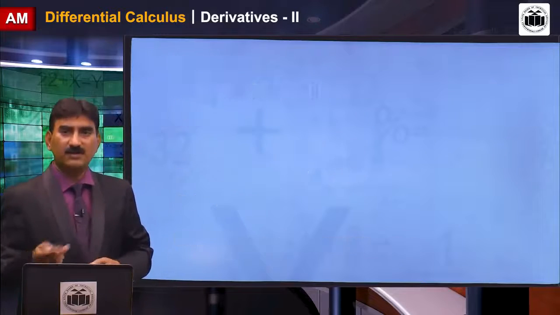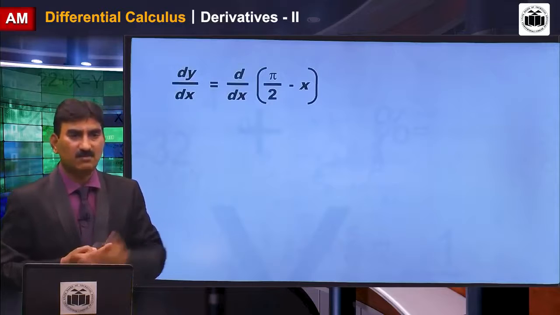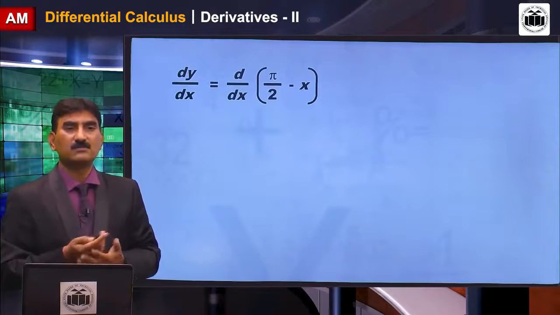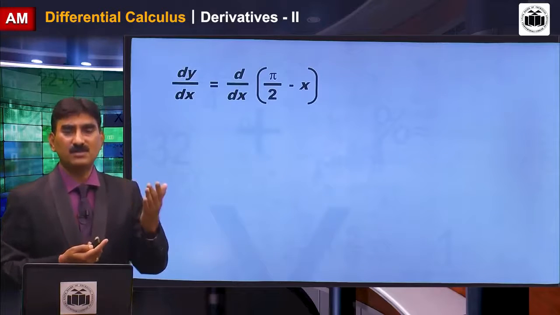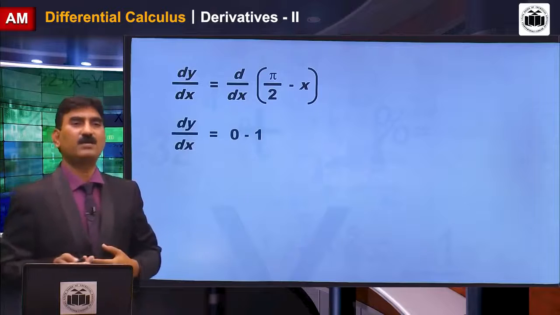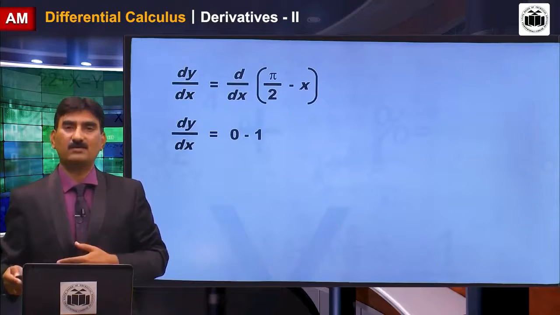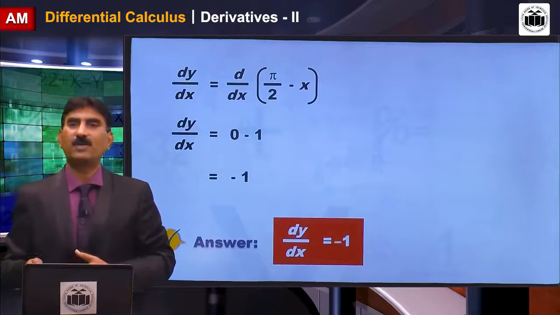So now differentiate d by dx of pi by 2 minus x. Now what is the derivative of pi by 2? Yes, it is 0 because pi by 2 is a constant. It does not contain x. So therefore derivative of pi by 2 is 0 and naturally derivative of x is 1. So finally we get the answer dy by dx equal to minus 1.